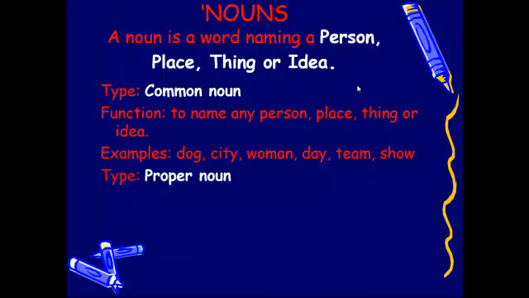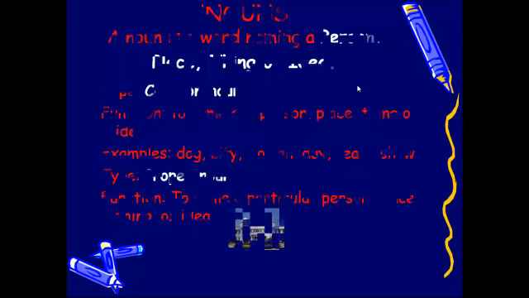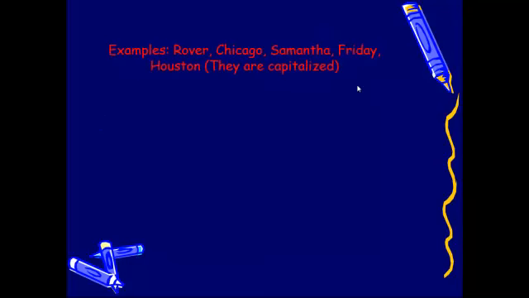Another type of noun is called proper noun. The function of it is to name a particular person, place, thing, or idea. For example, Rover, Chicago, Samantha, Friday, Houston. Note carefully they are all capitalized.